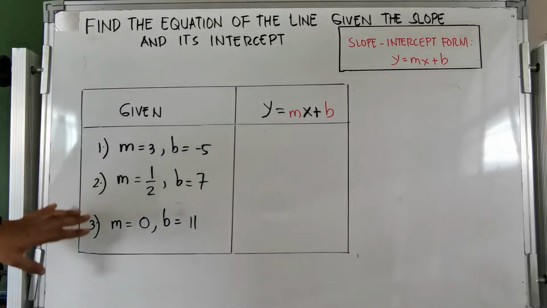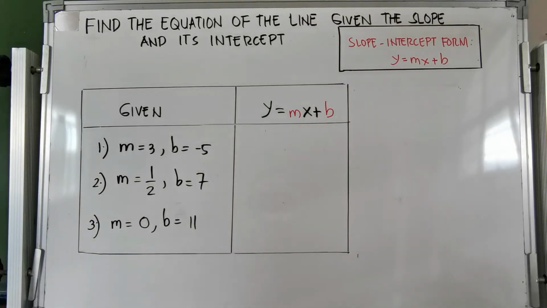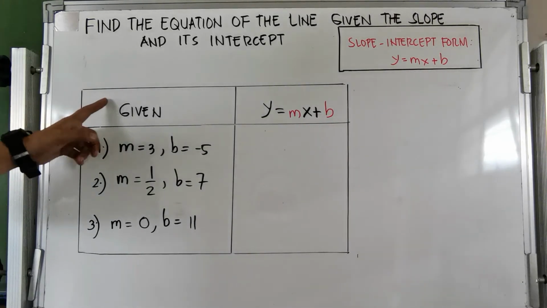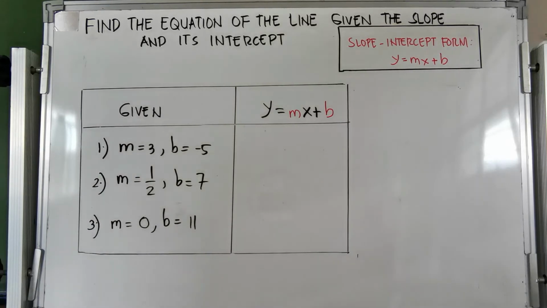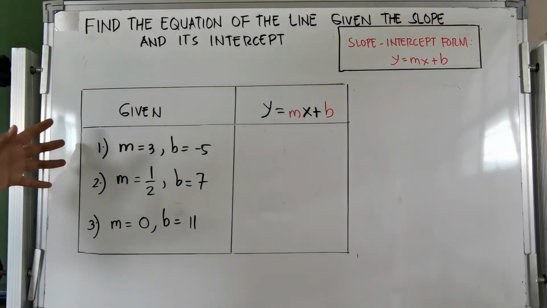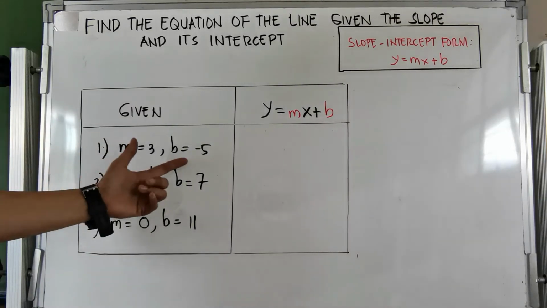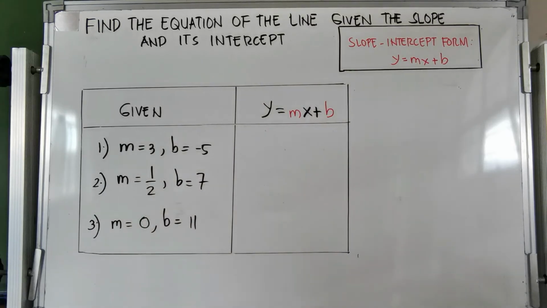But for our first three examples, we're going to complete only the table and take note na sa ating second column, ang nakalagay ay the slope-intercept form. Meaning, we just need to substitute the value for the slope and the intercept which are already given. Ito yung pinakamadaling method how to write the equation dahil meron na tayong given na intercept and slope. So let us answer numbers 1 to 3.